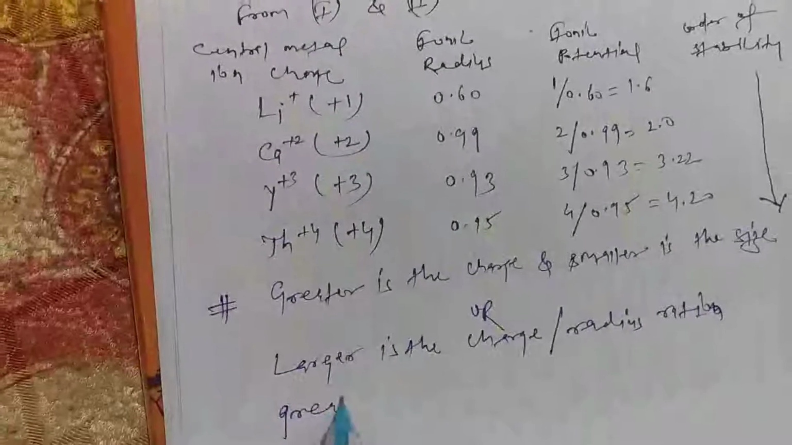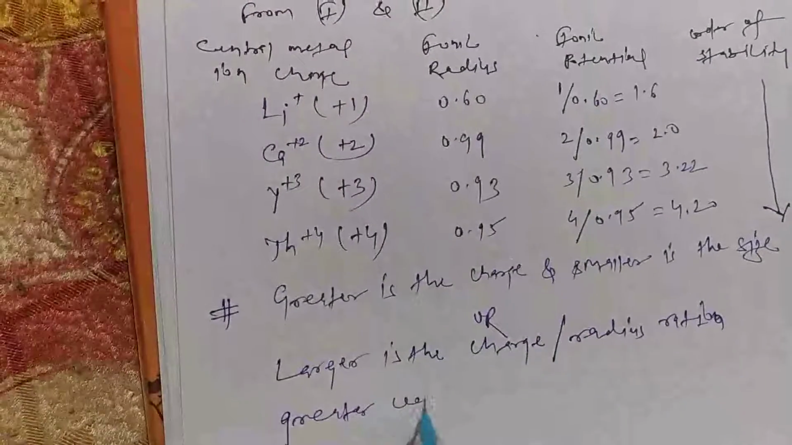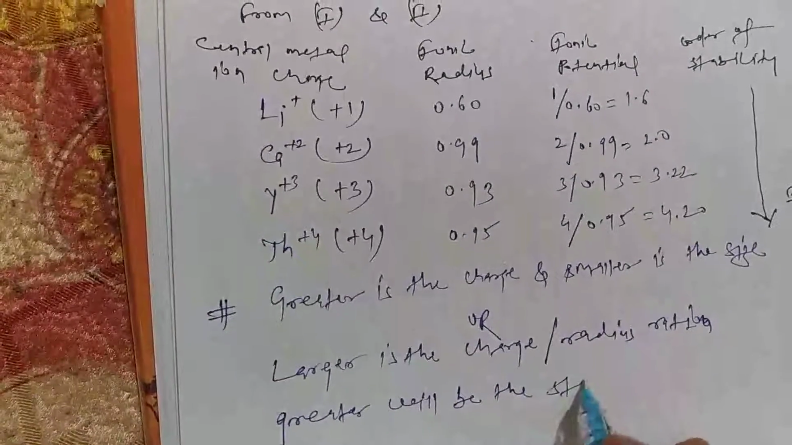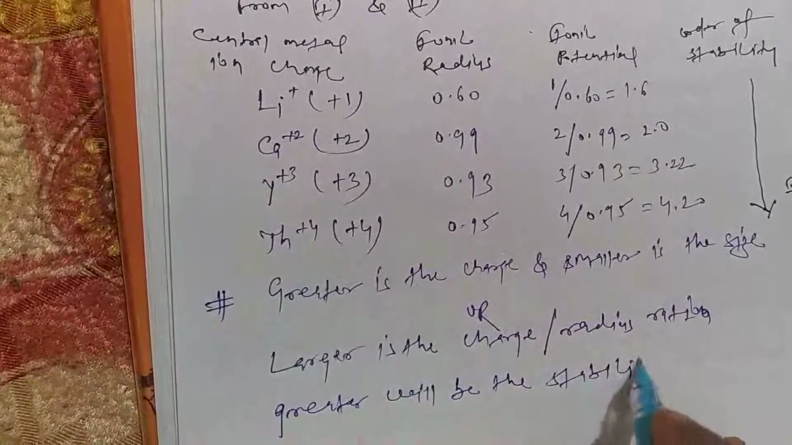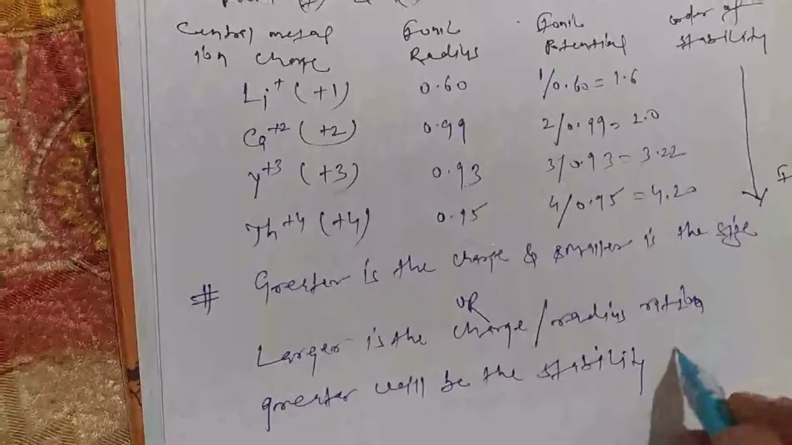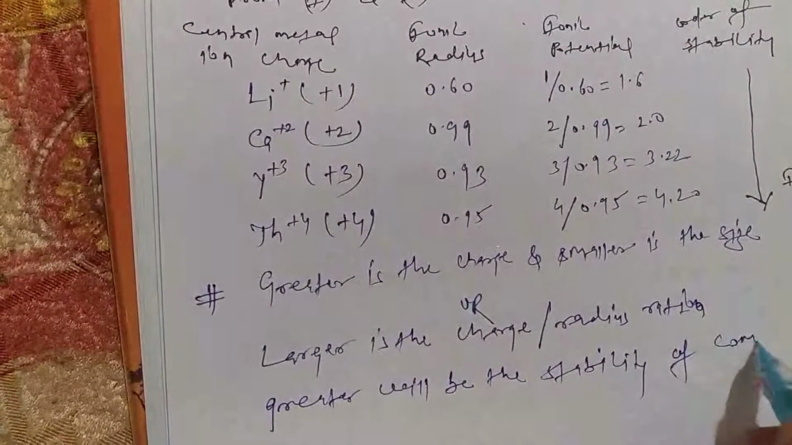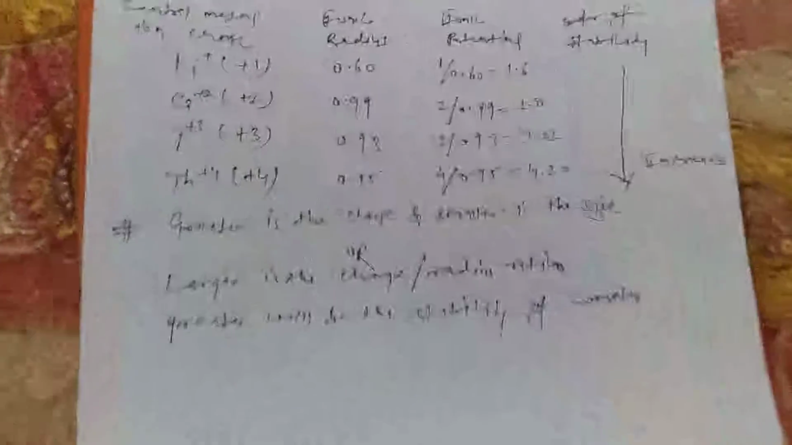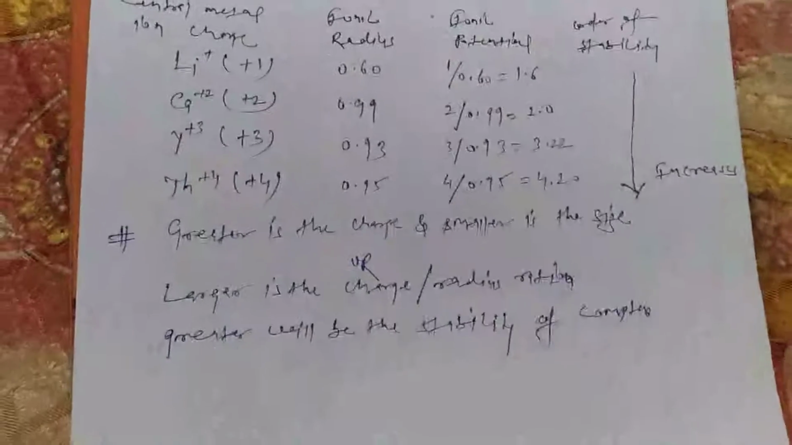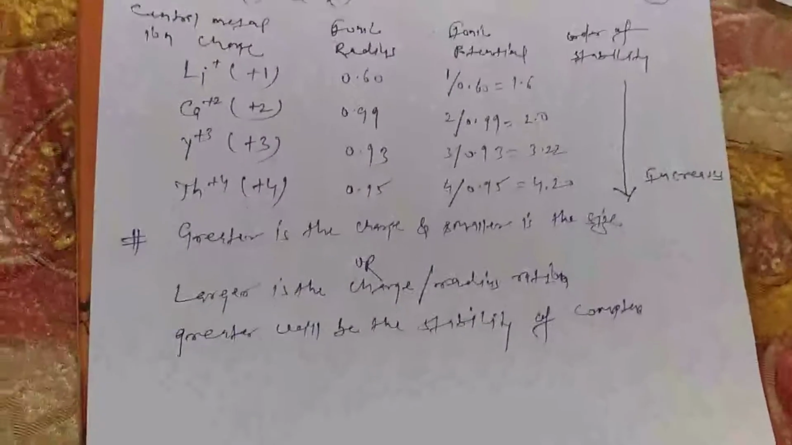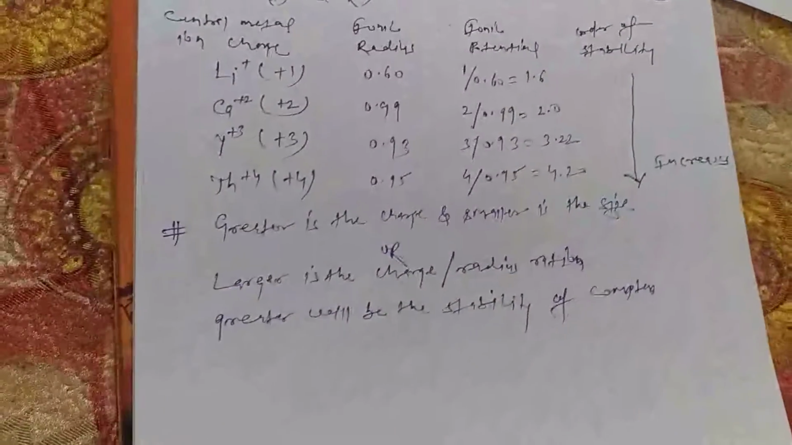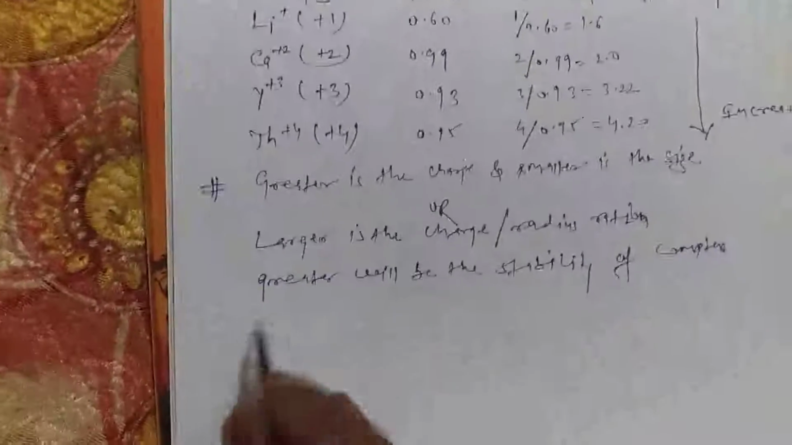Greater will be the stability of complex. So this is the summary of the first and second factors. Okay, we can discuss some examples also.